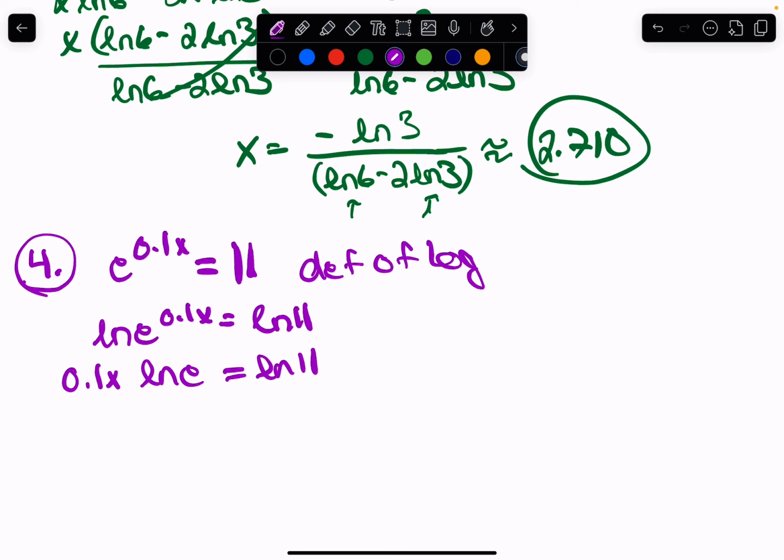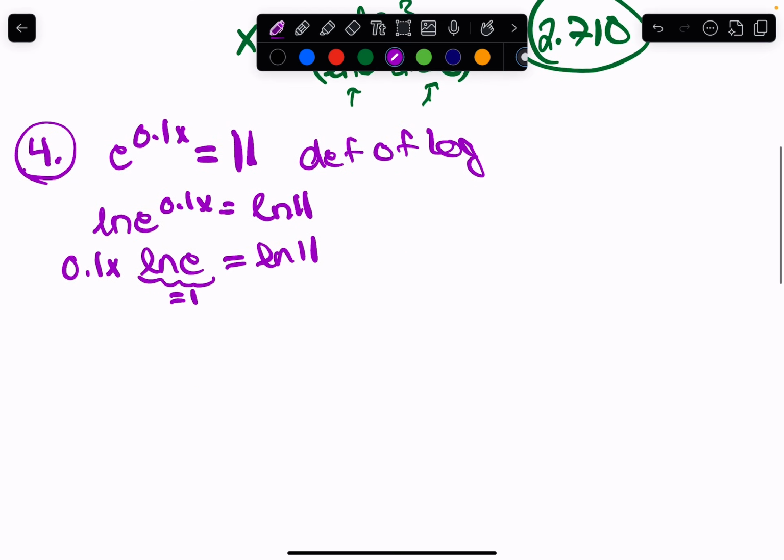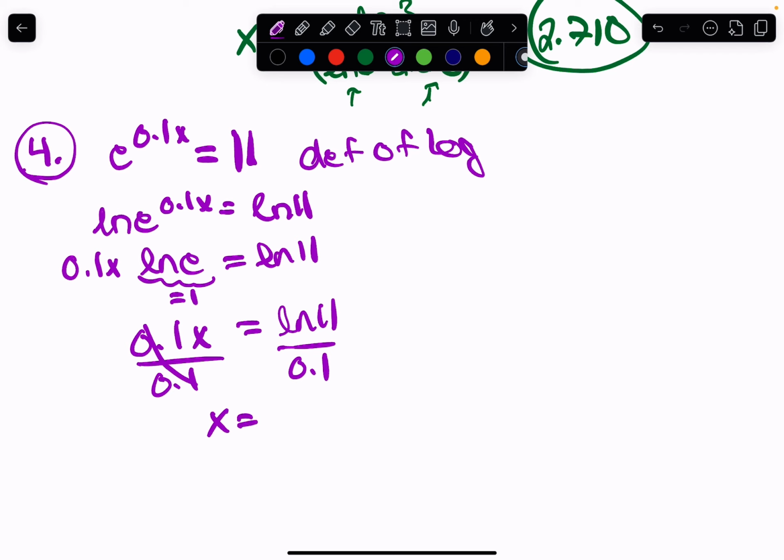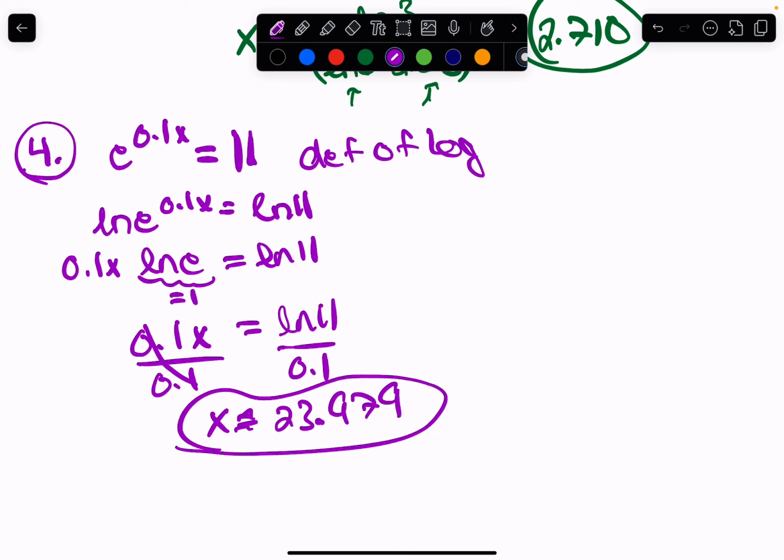Now remember that this here equals 1. You can put it in the calculator if you're not sure, but 0.1x equals natural log of 11. We divide by 0.1. So we get x equals 23.979. And that's it.